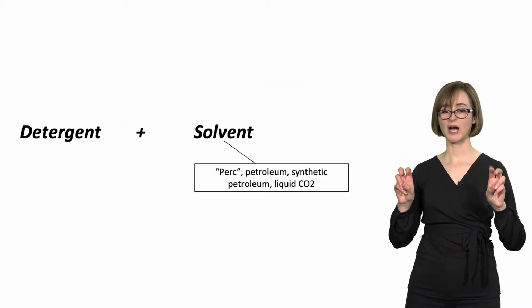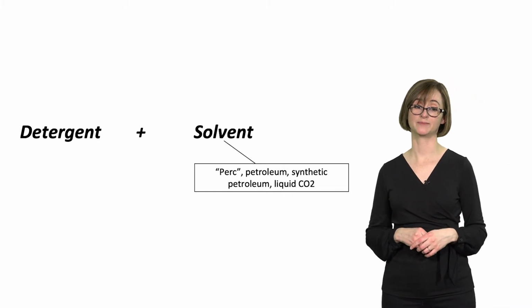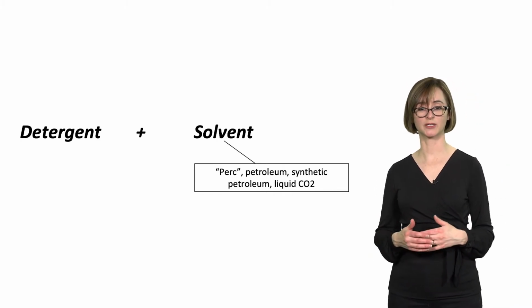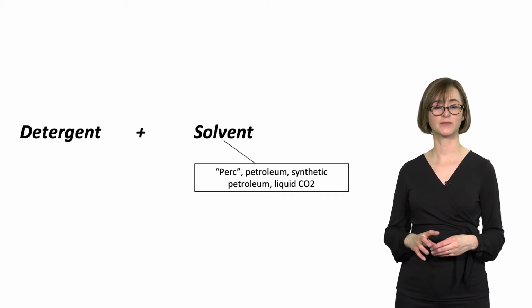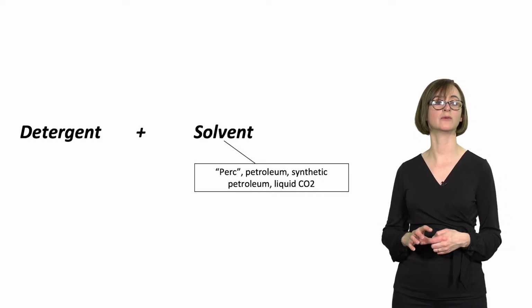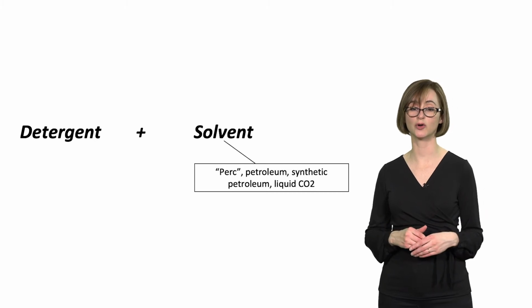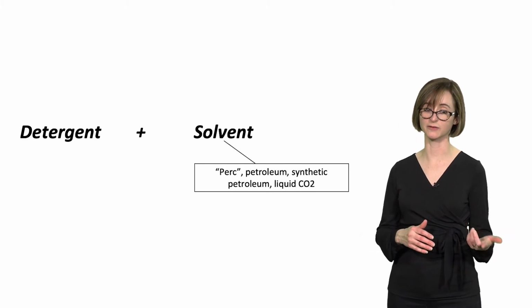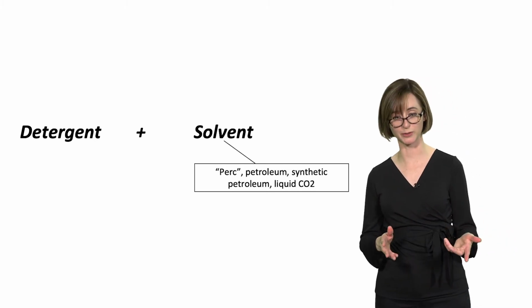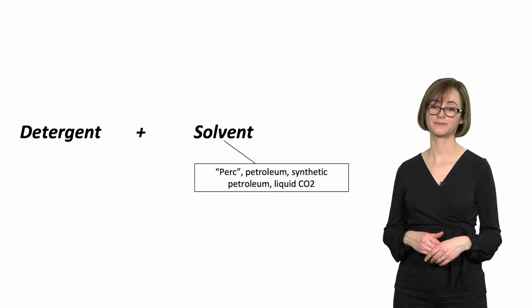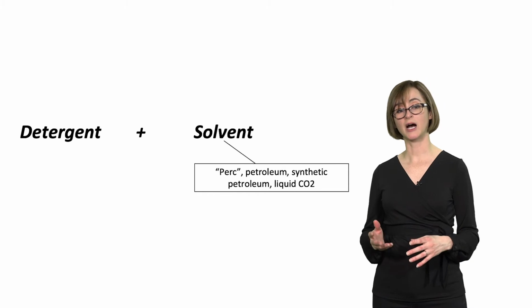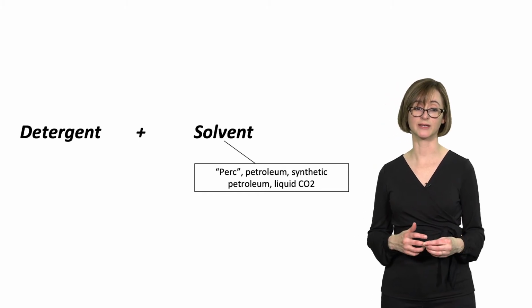What we know as dry cleaning works in a very similar way. Dry cleaning doesn't use water, which can damage some fibers like silk. Instead, it uses a different solvent. There are a variety of options, but right now the most common are synthetic petroleum, which is an improved version of the original dry cleaning solvent, which is petroleum, and perchloroethylene, known as PERC. Liquid CO2 is a less commonly used solvent that's newer to the dry cleaning industry.